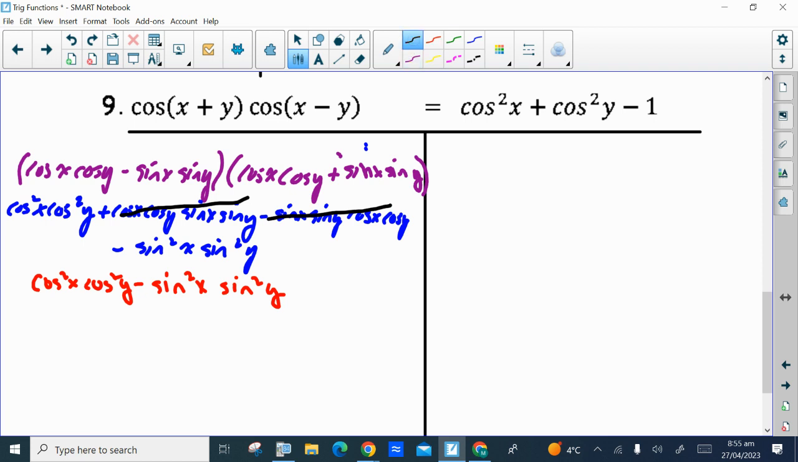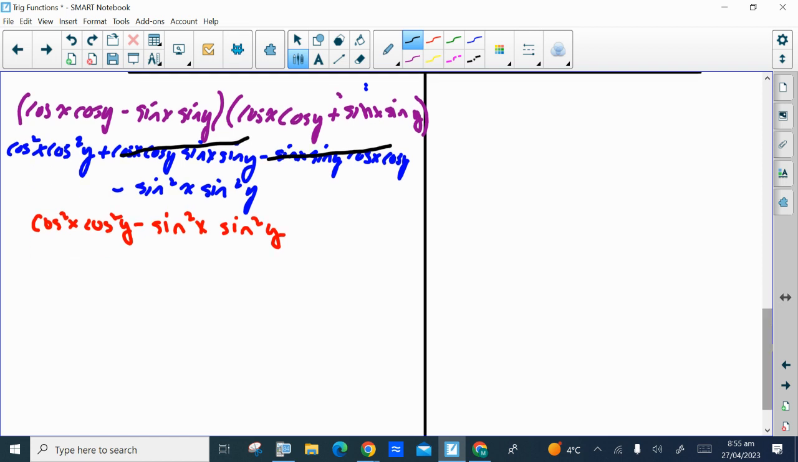So here's the next thing we'll do. And sometimes you have to do some trial and error. You try something. If it doesn't work, you try something else. Okay. So what I'm going to do here, I'm going to keep this first term the same. But for the second term, I'm going to change sine squared x to 1 minus cos squared x. And I'm going to change sine squared y to 1 minus cos squared y.